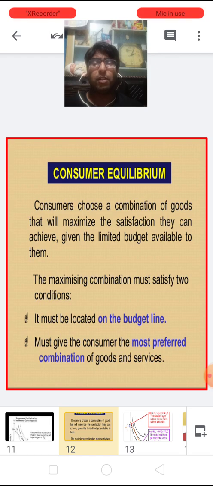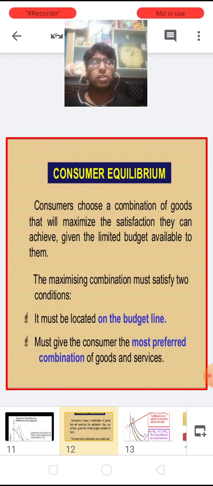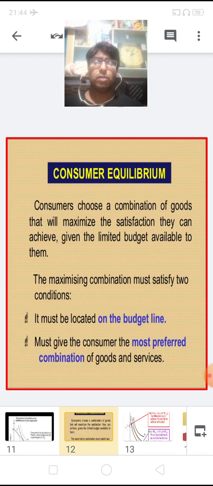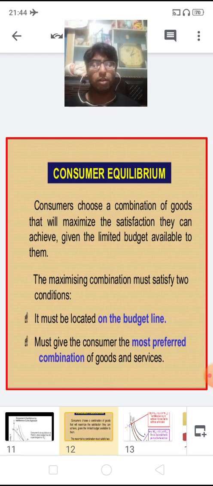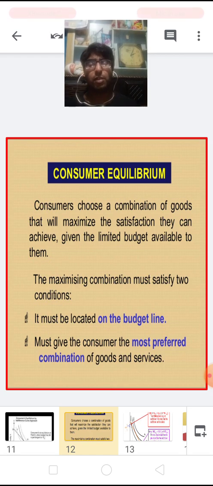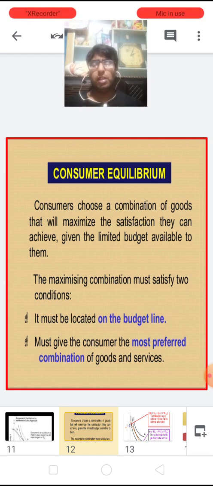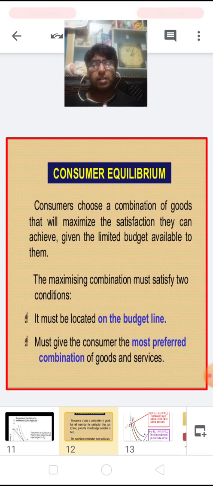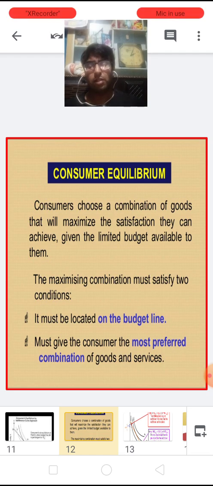So children, we have already understood that a consumer chooses a combination of goods that will maximize the satisfaction they can achieve, given the limited income available to him. So the maximizing combination must satisfy two conditions. The first is it must be located on the budget line. I have already explained that the point or the combination E lies on the budget line, and the second is it must give the consumer the most preferred combination of goods and services.